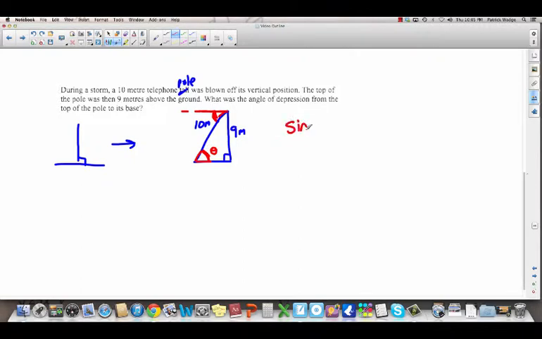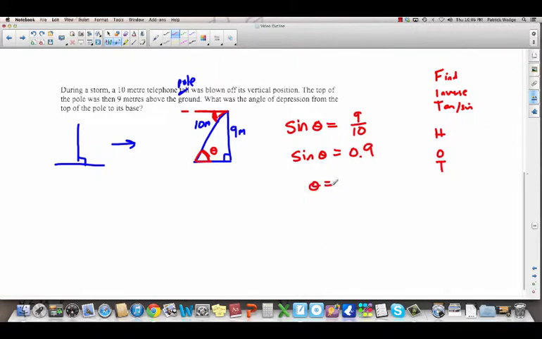So we say sine theta, because we don't know the angle, is equal to 9 over 10. If you want, you could change it into a decimal, 0.9. Now, remember, are you trying to find the angle or do you have the angle? You're trying to find the angle, so you need to use inverse tan, or in this case, inverse sine. So theta equals inverse sine of 0.9. On your calculator you're going to put shift sine or second sine or inverse sine of 0.9, and when you do that you'll get 64.1 degrees.